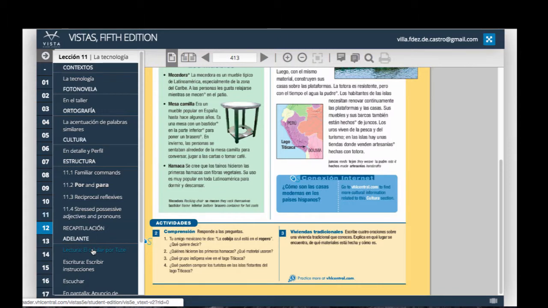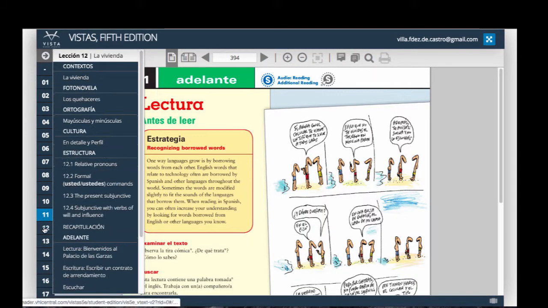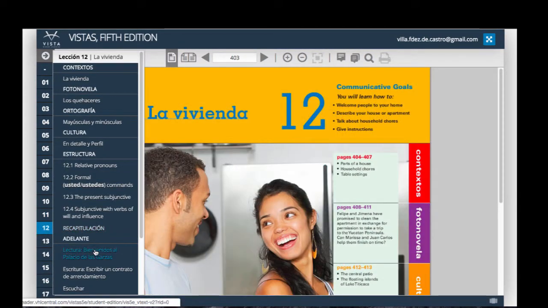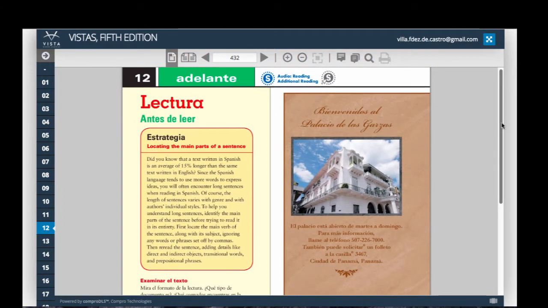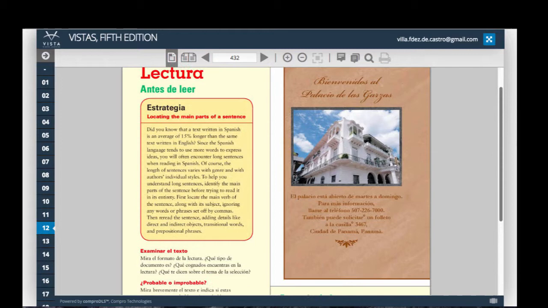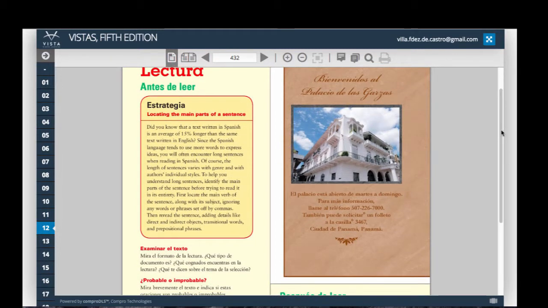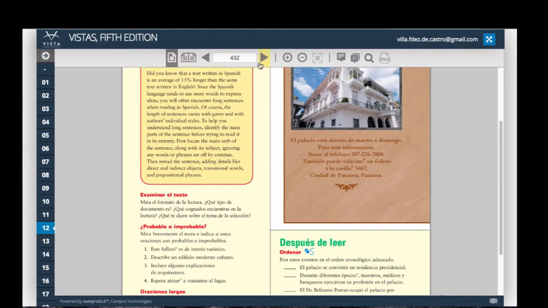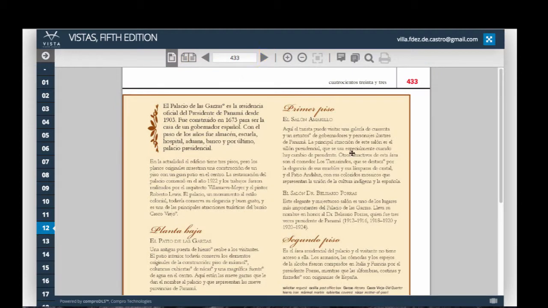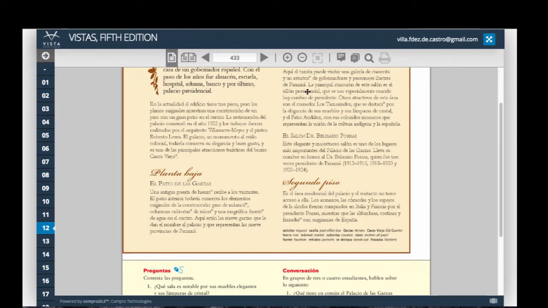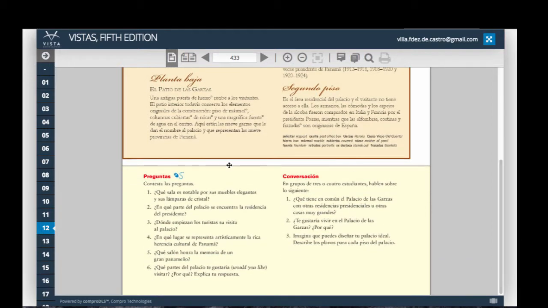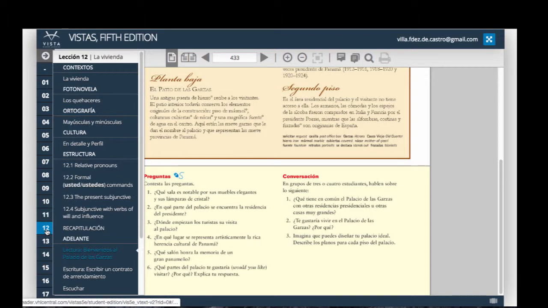Cultura, lectura. That's not it. Lectura es el Palacio de las Garzas. Este es un palacio y que está en Panamá y es un texto sobre ese palacio. So you will have this text about that palace, and it describes a little bit what is in the palace, and then you have some questions down here about it.